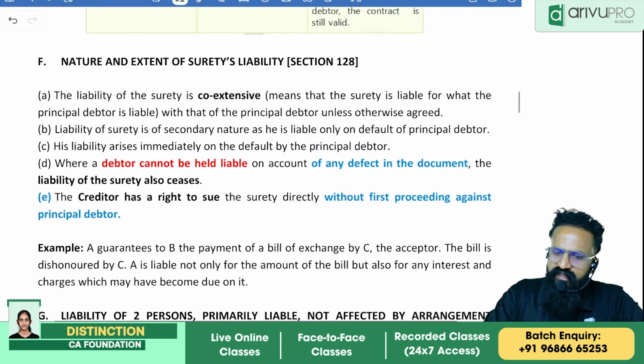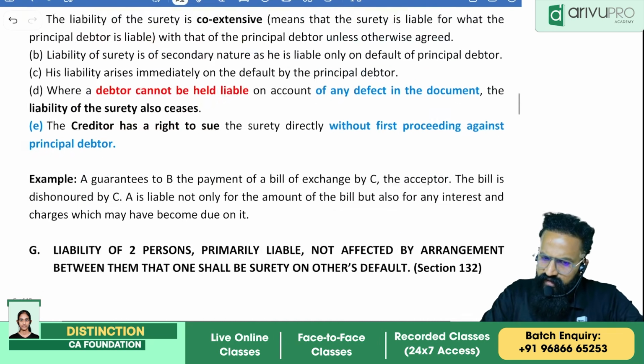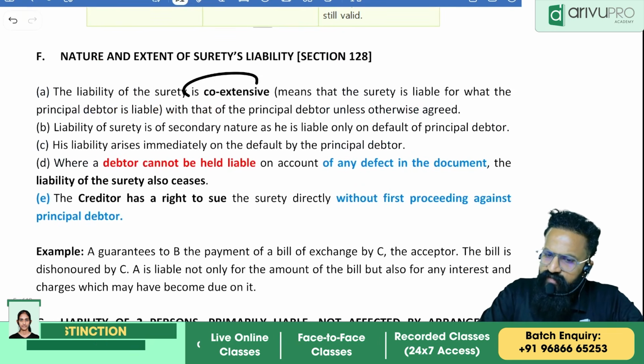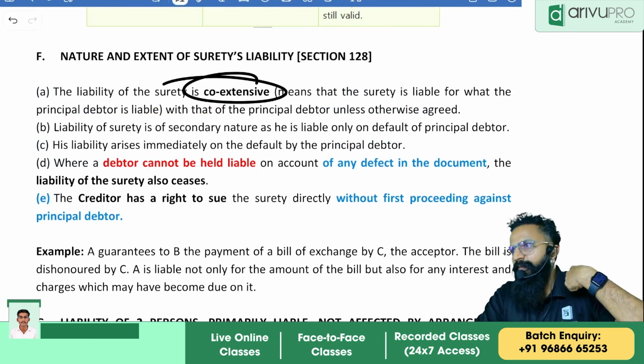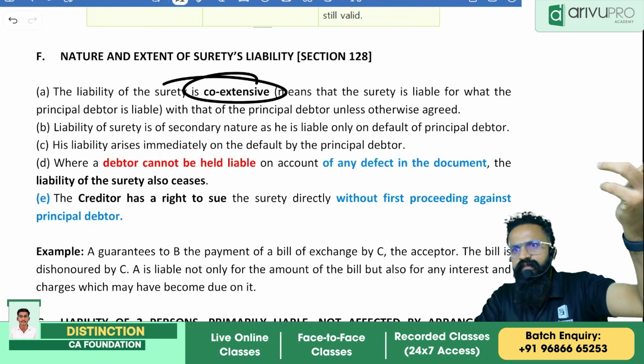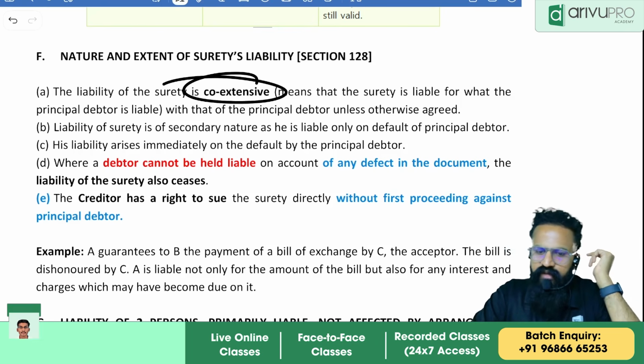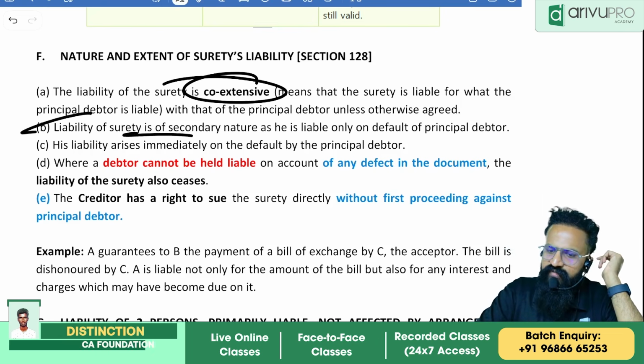Okay, nature and extent of surety's liability. Surety's liability is always coextensive. If the principal has to pay principal plus interest, my liability is also principal plus interest. If his liability has reduced, my liability will also reduce. Next one, liability of surety is secondary in nature.